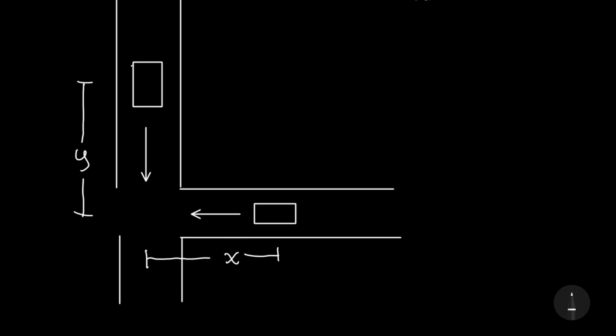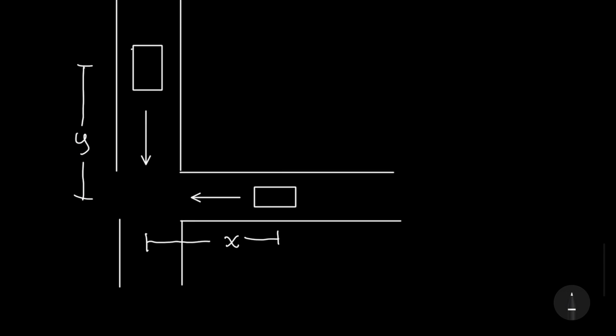Let's go ahead and do one more example. So here we have an intersection. Here's my best drawing of an intersection, and we have two cars. Let's call this car over here car A, and this is car number B. Both of these cars are moving toward each other on this intersection.